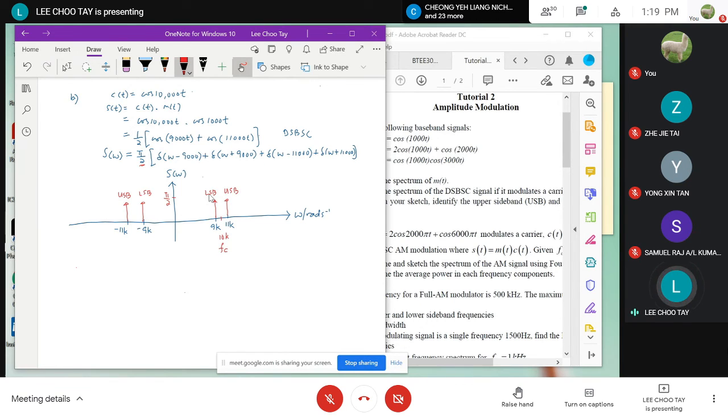So again, from what I can see, if you were to modify, because that is 2, that means this will be pi. Then you have 10,000 minus 2,000, so that will give you something at 8K, and another at 12K. Meaning on the other side at minus 8K you're going to have an impulse, and at minus 12K another impulse. Because of the cos 2000, the magnitude is half of this, so you expect it to be half as well.